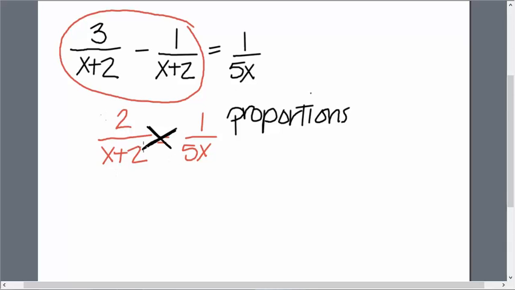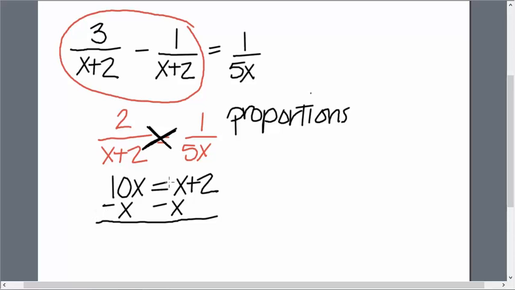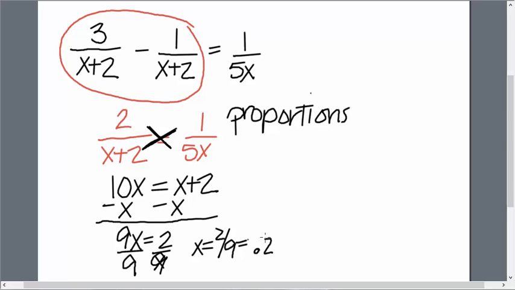So I'm going to do 2 times 5x, which gets me 10x, and 1 times x plus 2, which gets me x plus 2. Now I'm just going to go ahead and solve this like normal, so I'm going to subtract x from both sides to get them on the same side. So I get that 9x equals 2. If I divide both sides by 9, I get that x equals 2/9. Or if you did this in a calculator, you get 0.2 repeating.